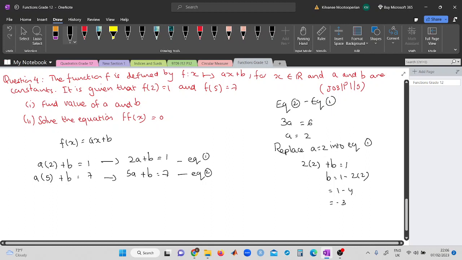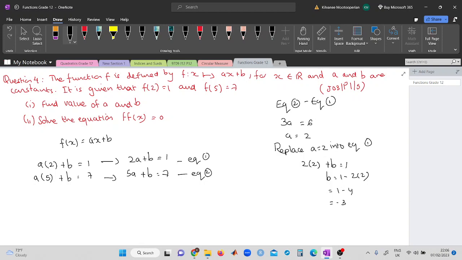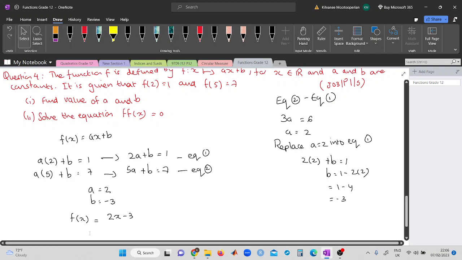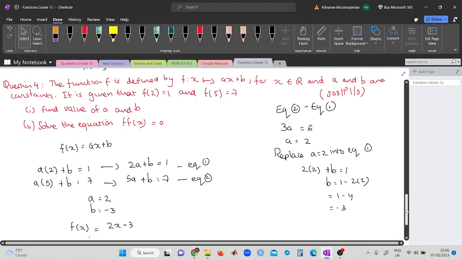Ok, so j'ai remplacé la valeur de a. Donc 2 fois 2, 4. 1 moins 4, ça me fait minus 3. So here I have a equals 2 and b equals minus 3. On écrit a equals 2, b equals minus 3. Ça c'est pour la première partie. Donc là, je suis capable de dire que ma fonction c'est 2x minus 3. Now, évidemment, solve the equation. Ok, so, just take the screenshot et puis on passe à la deuxième partie.